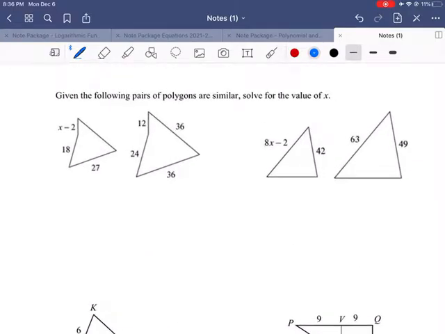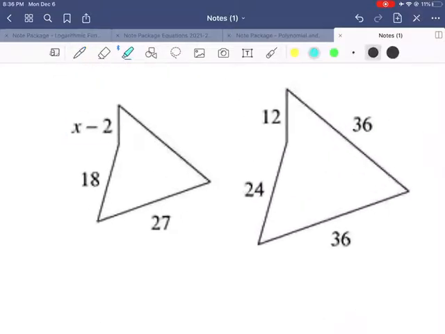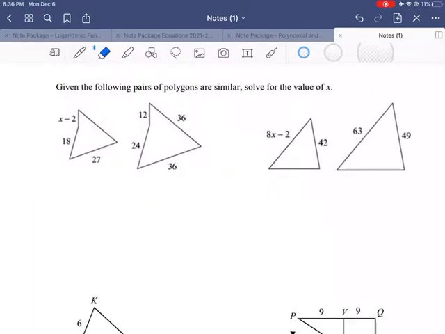We are going to do some more solving with algebraic expressions. So instead of just one value, you might see something like x minus 2. Okay, you still need to use that whole x minus 2 in your proportion, not just x or not just negative 2. This is an entire term here, x minus 2. So given the following pairs of polygons are similar, solve for the value of x. So we're going to start with x minus 2, and the corresponding side on the shape on the right is 12.